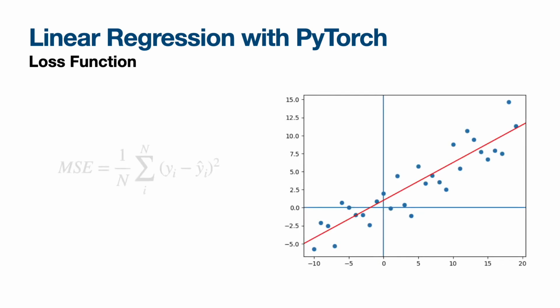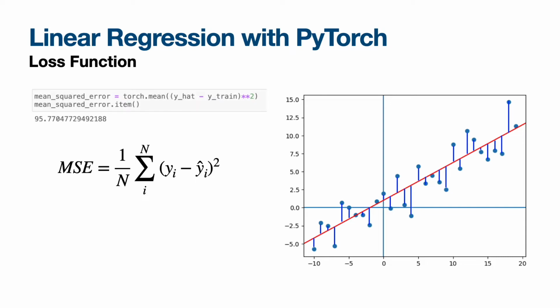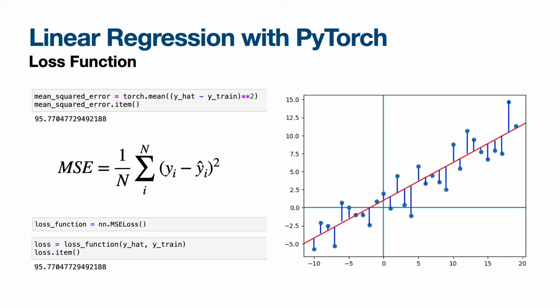After the feedforward computation, we calculate the loss value. This code implements MSE. PyTorch provides the MSELoss class that we can use to calculate MSE. As we can see, the result is the same. So, we'll use MSELoss as our loss function.